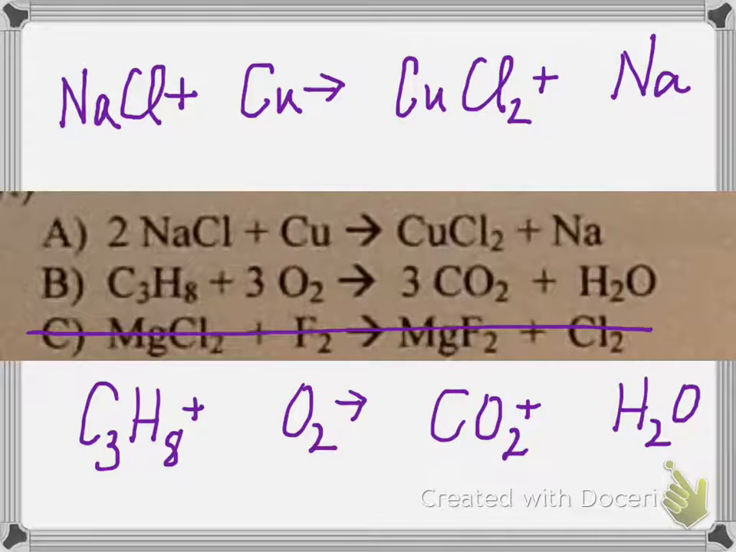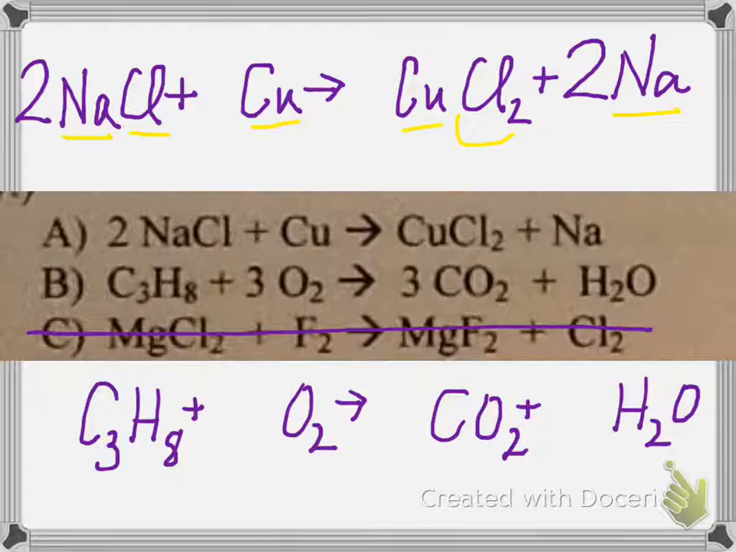Here's equation A for us. So we have 1 sodium and we have 1 sodium, so that's okay. We have 1 chlorine and we have 2 chlorine, so we need a coefficient of 2 in front of sodium chloride, which means we need a coefficient of 2 in front of sodium. We have 1 copper and 1 copper, so this is the way to properly balance this chemical equation.